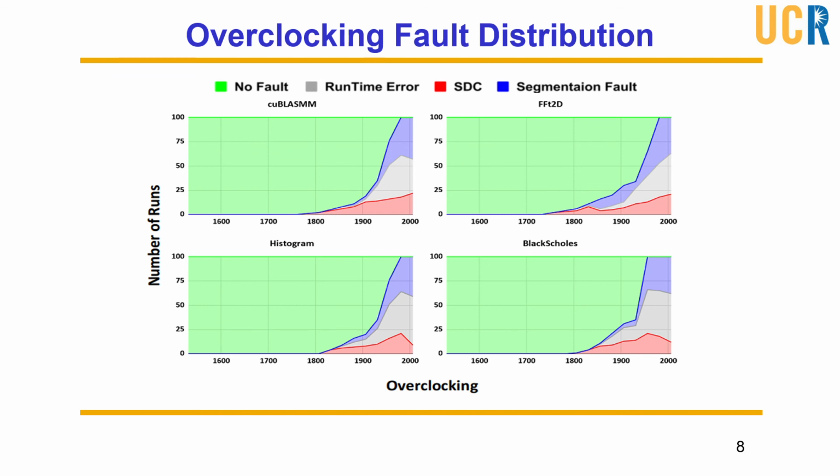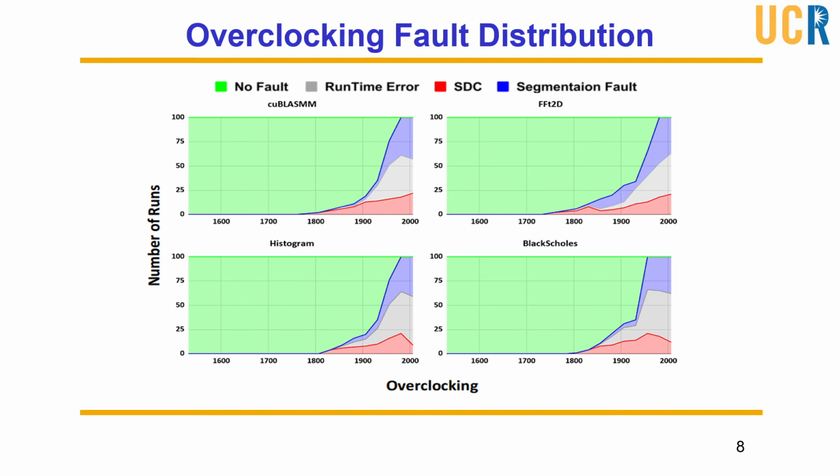Since SDC errors can be covered through a fault-tolerant algorithm, we only focus on SDC errors and we do not go for the frequencies which can cause errors other than SDCs. The figures in this slide show the behavior of different applications, including MM, FFT, Black-Scholes, and histogram with respect to overclocking. The x-axis denotes frequency and the y-axis denotes fault types.